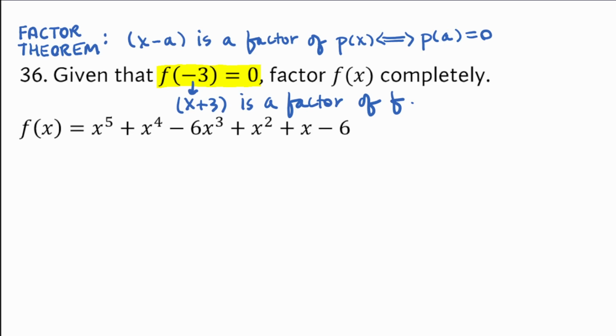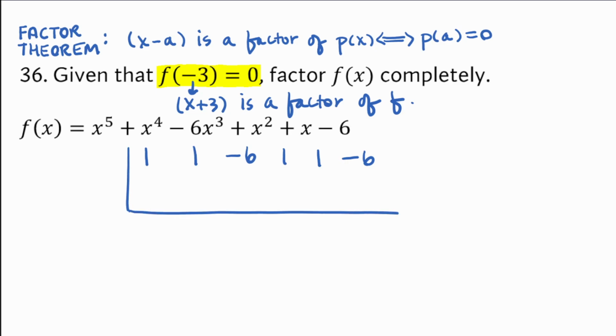So I'm going to set up for synthetic division: 1x to the 5, 1x to the 4, negative 6x to the 3, 1x to the 2, 1x, and negative 6. I'm concerned with how we're going to factor this afterwards because there's still going to be 4 powers. I don't know what's going to happen here.